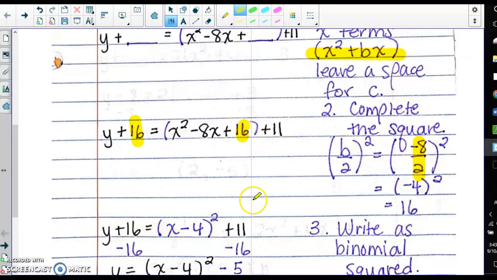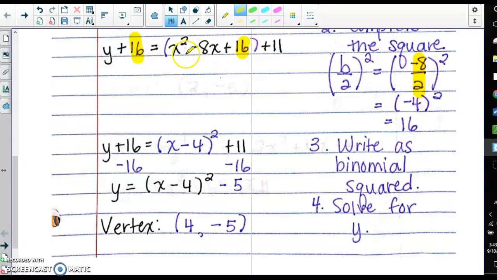All right, once you have added it in, you're going to write this as a binomial squared. You're not going to worry about the 11 or anything right now. The binomial square, remember, is always going to be x minus b over 2, or x plus b over 2. So our b over 2 is negative 4. So this becomes x minus 4 squared.